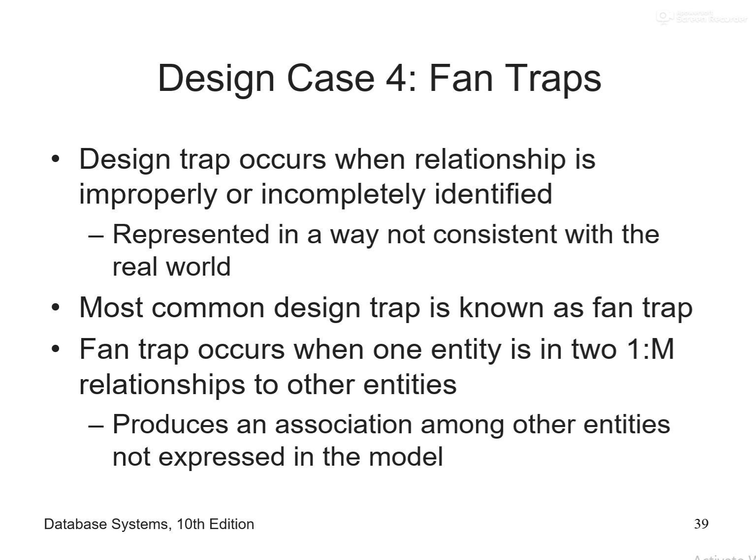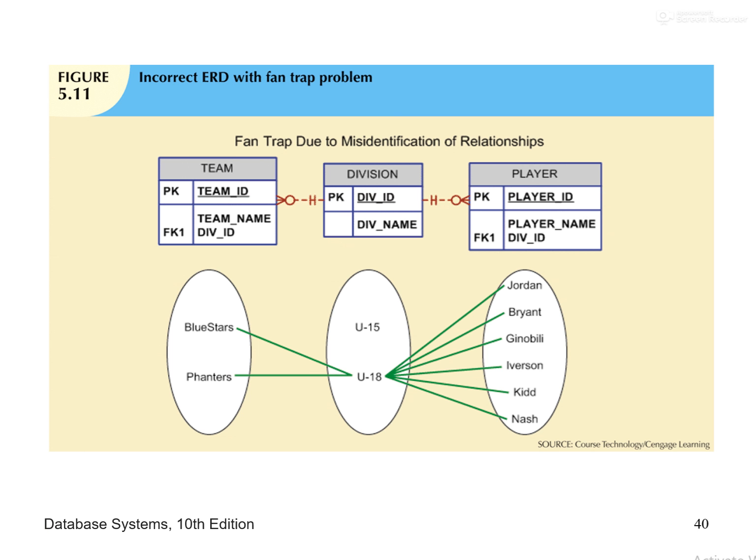The fourth design case is called fan traps. A fan trap occurs when you have one entity in a one-to-many relationship with two other entities. So it produces an association among the other entities which cannot be represented in the model. It will be more clear if I describe it through an example.